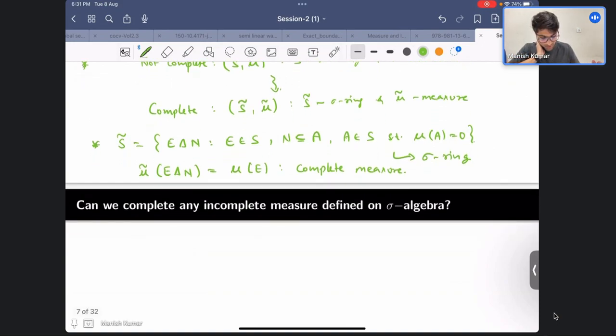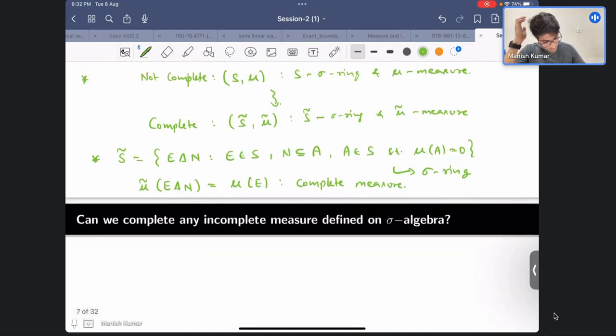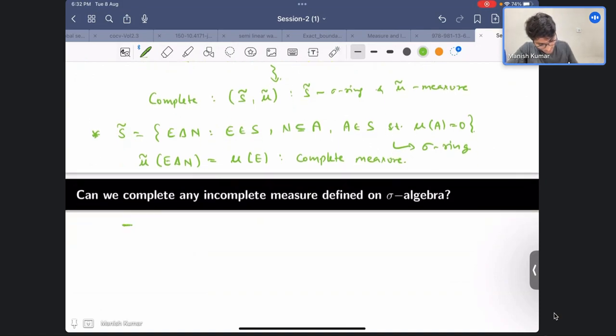You have seen the proof of how this is a sigma ring and how this is a complete measure, so I'll not go through that. But what I'll try to explain is how this S tilde is defined. So the first observation is: how can you say that S is contained in S tilde? This should be possible, right? You want that a set whose outer measure is 0 is in that set. This is what we mean by complete, right?